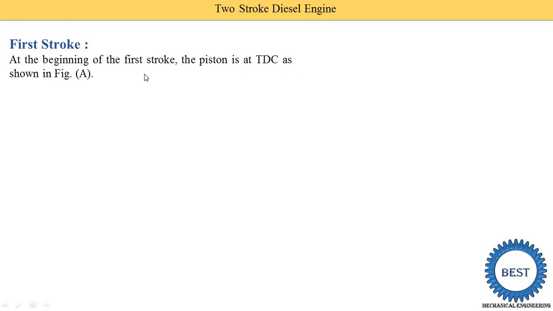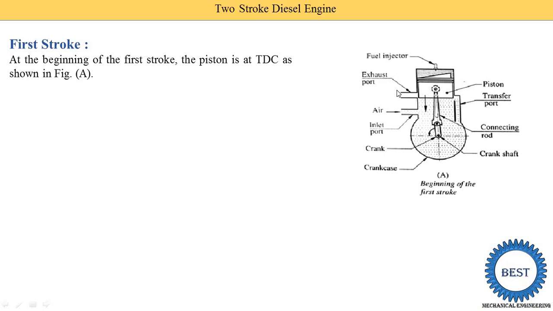Now at the beginning of the first stroke, the piston is at the TDC as shown in this figure A. So here you see this is figure A, this is the cylinder, this is the cylinder head. On the cylinder head a fuel injector is provided. On one side of the cylinder the inlet port is there and the exhaust port is there, and this part is known as the crankcase. And here you see the transfer ports. This is the piston, this is the connecting rod, crank, and the crankshaft is there.